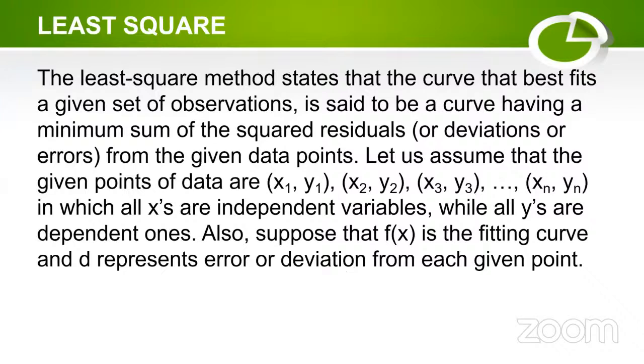The least squares approximation method says that the curve that best fits a given set of observations is the curve having a minimum sum of squared residuals. By residual, we mean the deviation or error from the given data point. Let's assume you are given data points x1, y1 up to xn, yn, in which our x are the independent variables and our y are the dependent variables. We suppose that our function f of x is the fitting curve, and d represents the error or deviation from each given point.